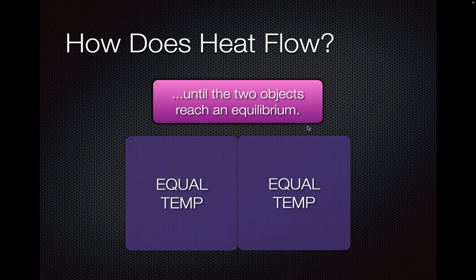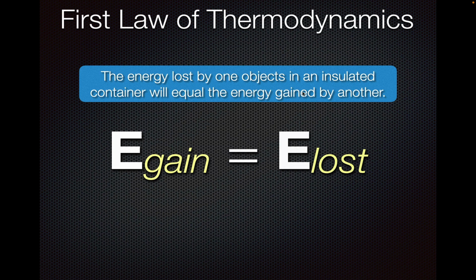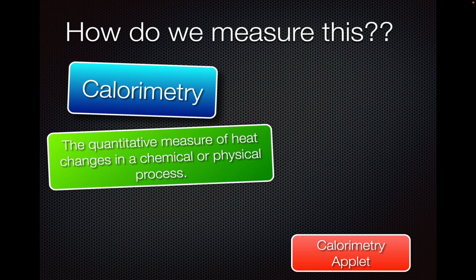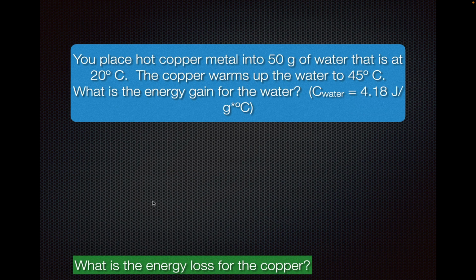This is no different than our hands or anything. If I touch something cold, the heat energy is going to come out of my hand to warm up that object, okay? If I touch something hot, it's going to be the exact opposite. Which means that energy lost by one object in an insulated container will always equal the energy gained by another. This is called our first law of thermodynamics. So energy gained by one thing has to equal energy lost by another thing. Okay, so how do we measure it? Well, we do something called calorimetry. It's a quantitative measure of heat changes.